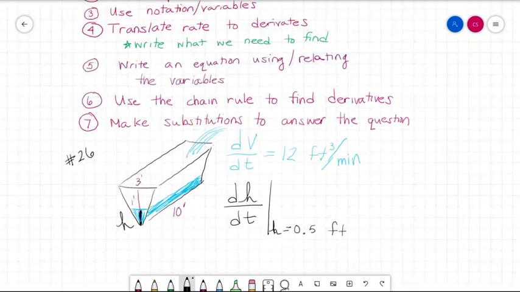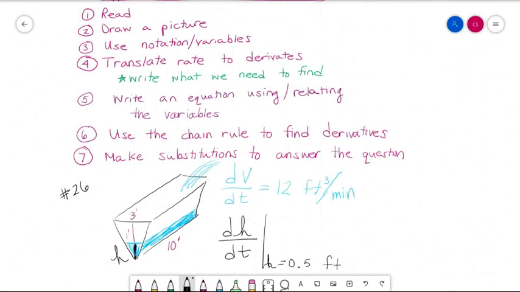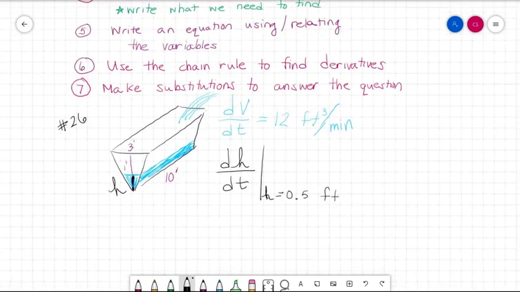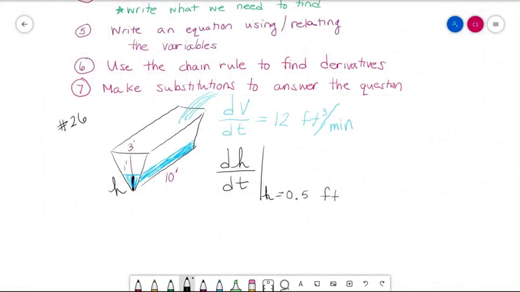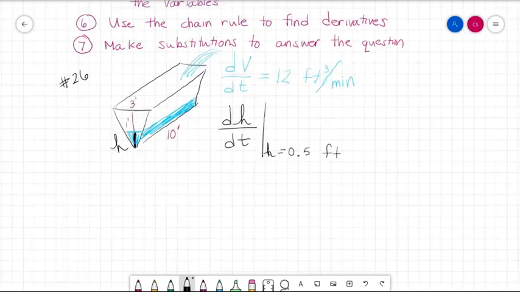So that's 1, 2, 3, 4 steps in that process. So now we're here at step 5. We want to write an equation relating the variables. So how does h correspond with the volume? So how does the height correspond with the volume? Well, what this water's doing, we can take the area of a triangle and multiply it by the length. That would be the volume of that shape.